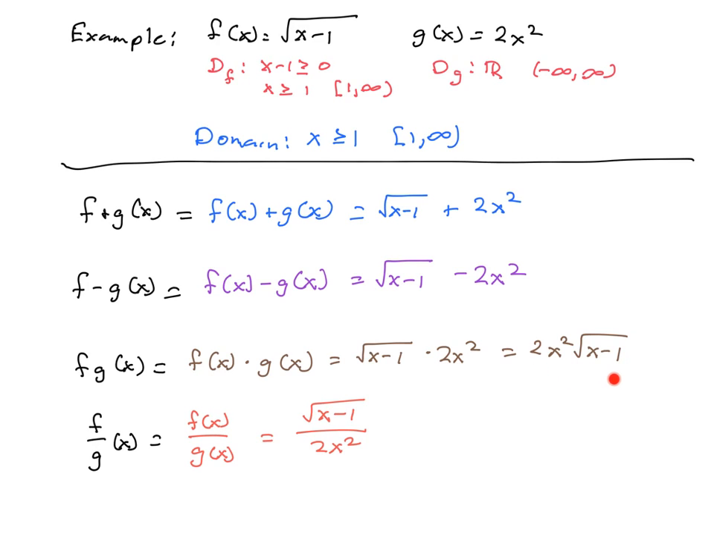I think a lot of times that's the way it would end up being written. It just looks a little bit cleaner. And then the last one is f over g of x, which is f of x over g of x, which then is the square root of x minus 1 over 2x squared.